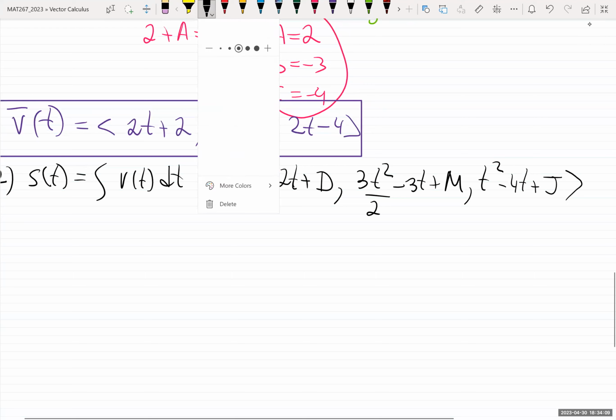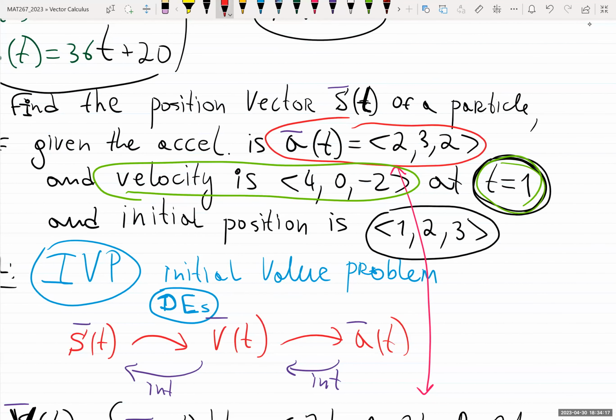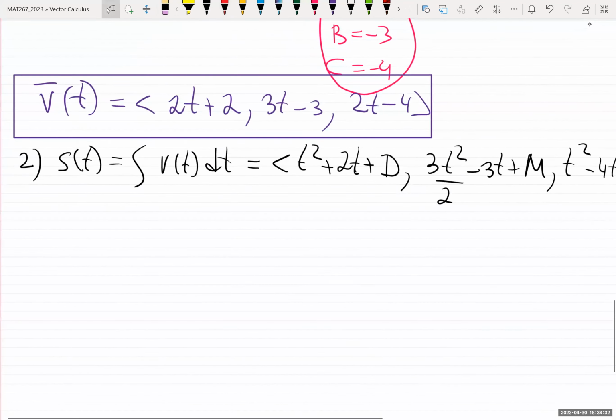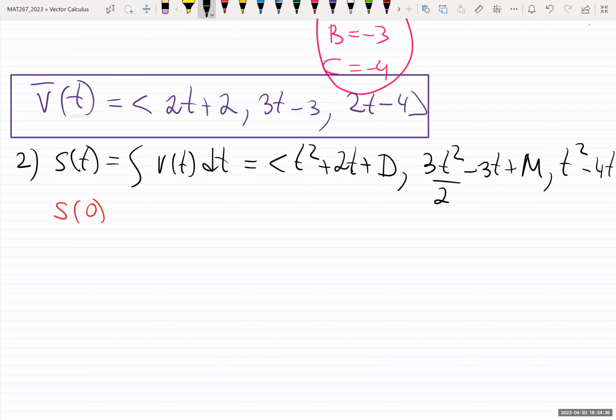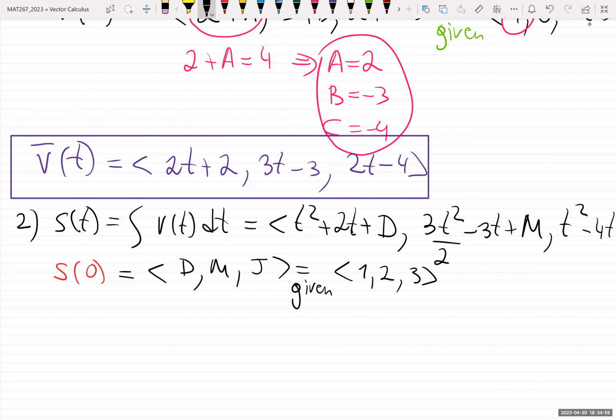But then you have that, and you need to figure out what to plug. It says initial position. Before, it did not say the initial velocity, it said velocity at 1, but this time it says initial position. If they don't mention what the initial time was, we assume it is 0. That's usually standard. So we plug S of 0. That's at least easier to calculate. That's going to be d, m, j, because everything just became 0 except the constants. Luckily, we don't have exponential functions here. But that must be given. There's a vector given there, which is 1, 2, 3. Stop me if I'm too fast, or post in the comments. I will check that. The answer comes after this.